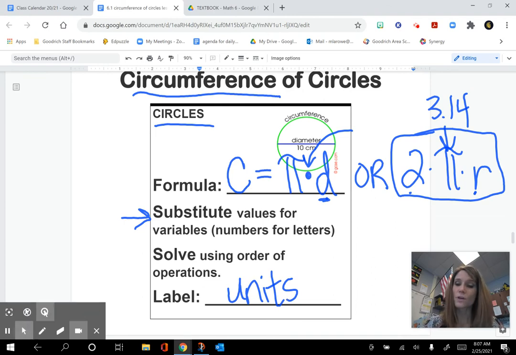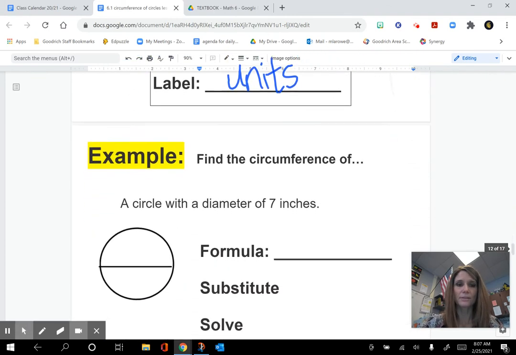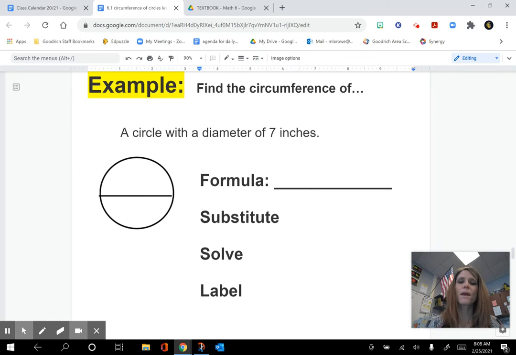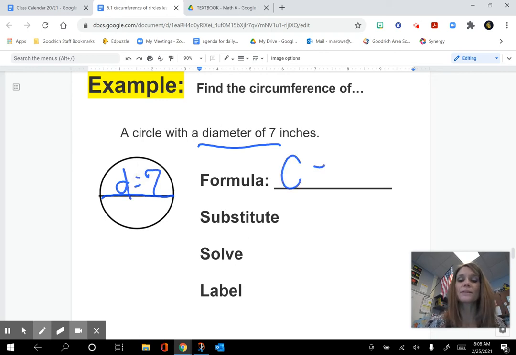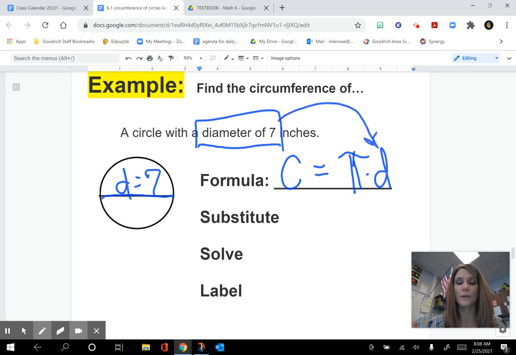So let's use our formula in practice. I'm going to find the circumference of this circle. Now, the information I'm given is a D diameter that is 7. So I know all the way across is 7 inches. My formula that I'm going to use is C for circumference equals pi times d. Because I know the d diameter, I'm just going to use this formula.